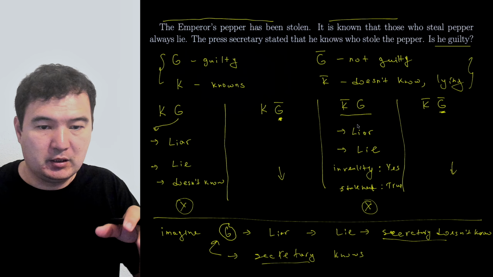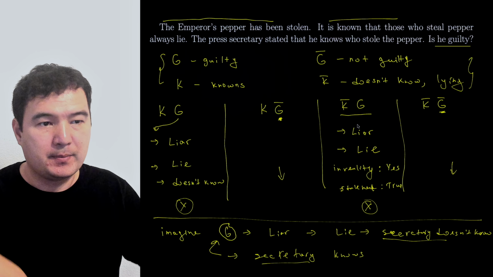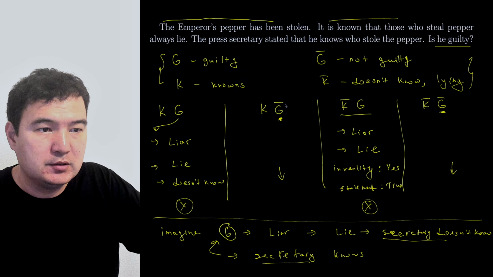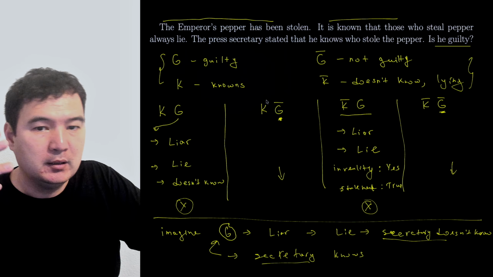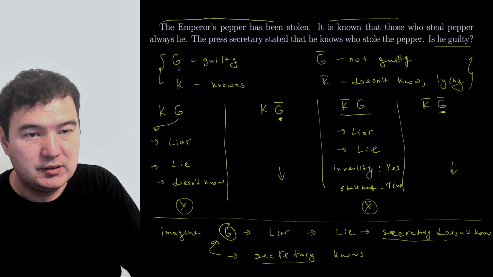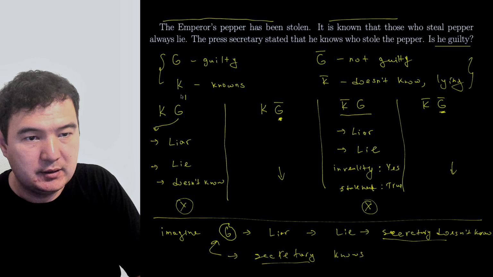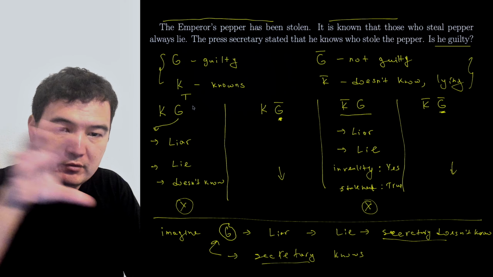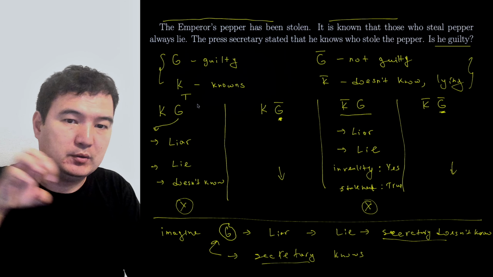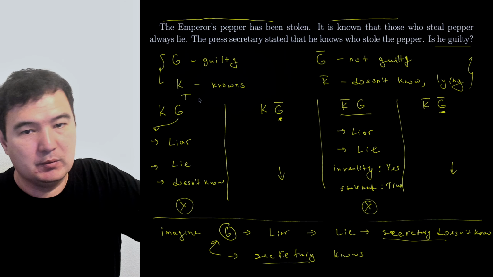But if you have a little bit more complex statement of the problem, then this could be very useful. If you have three unknown statements, then you would have something like this: we have G, then K, then maybe another statement, say T, and then you would have eight different options. You have to work out the eight options and then try to figure out which one is most suitable for your problem.